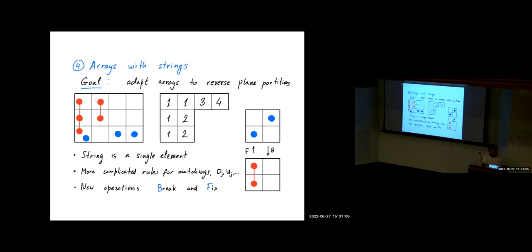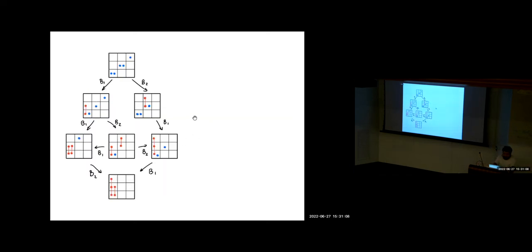Okay. So anyway, let me show you how these operations work. Now there are some non-obvious situations like this one, where if you want to act by a leftward operation on this guy, you need to cut this ball from this string and glue it to this guy here. So that's what you do. But at the end of the day, you get the bidense reverse plane partition array with strings.